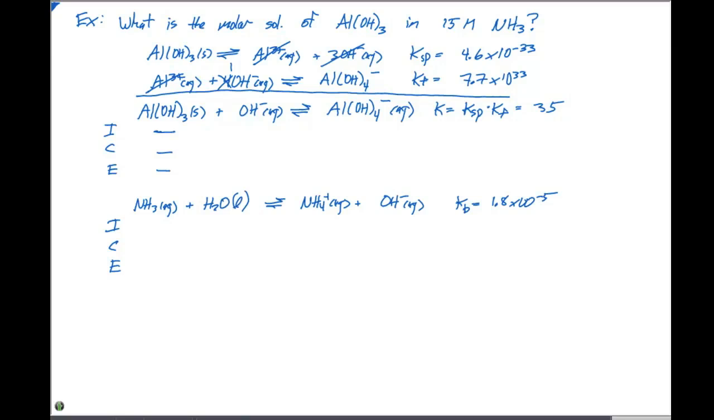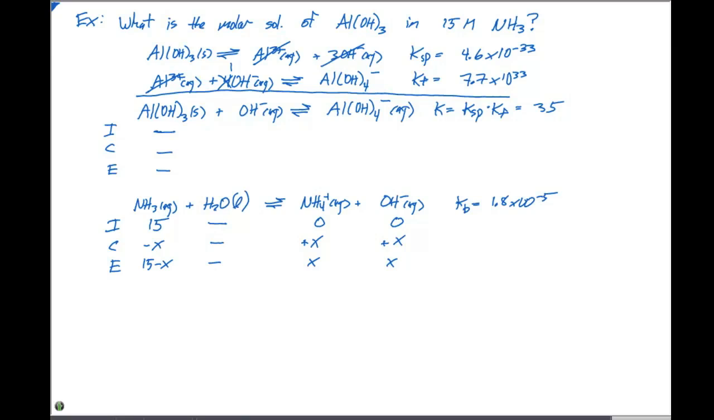Our initial concentration of ammonia is going to be 15. The water, since it's a pure liquid, the concentration is going to remain constant, and we can ignore that. And we have 0 NH4+ and 0 OH- to begin. The change in concentration is going to be minus x for the ammonia, plus x for the NH4+, and plus x for the OH-. So our equilibrium concentrations are going to be 15 minus x, x, and x.